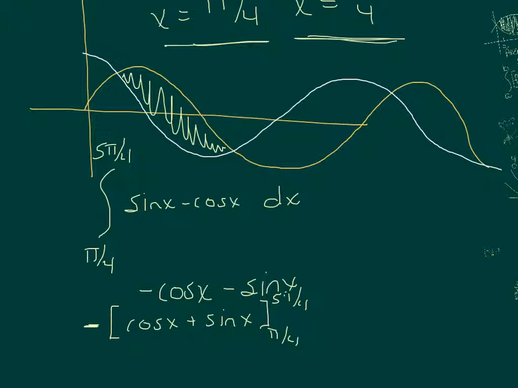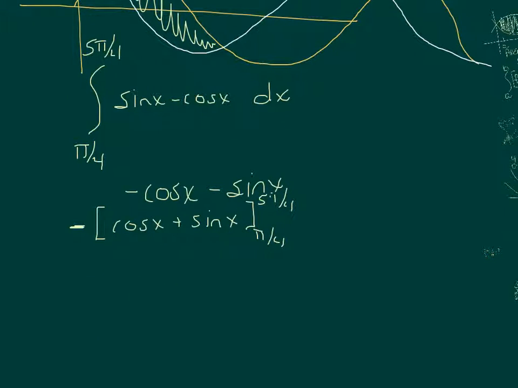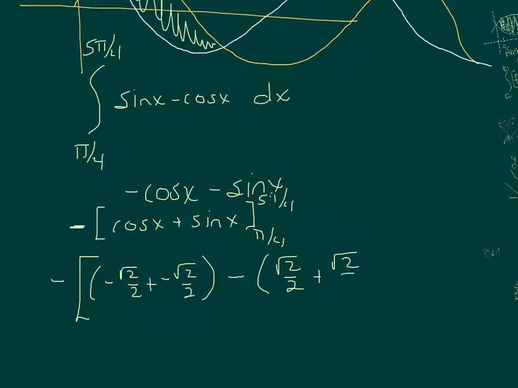All right, so if we do that, 2 square root of 2. What's the cosine of 5 pi over 4? Negative square root of 2 over 2. And the sine of 5 pi over 4? Negative square root of 2 over 2. Minus the cosine of pi over 4, plus the sine. That one's so easy.